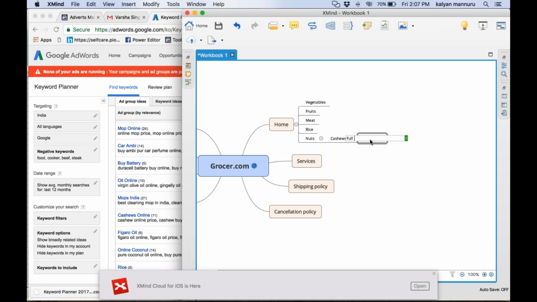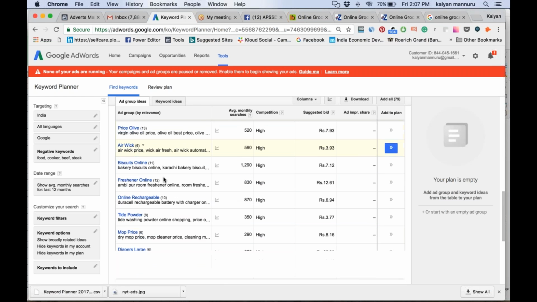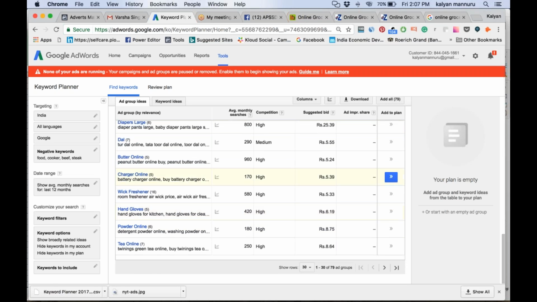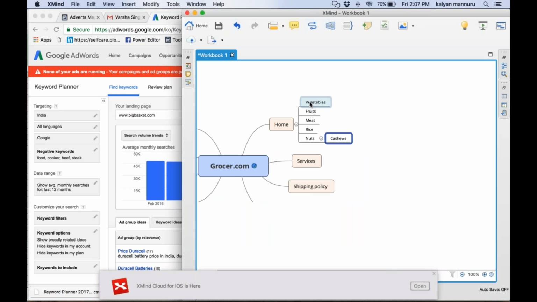Again these are product categories. I have no idea what the products in cashews are, so it's fine. So for cashews online, I'm going to use this particular keyword. I need to make sure I have pages for all these keywords, if you have that kind of time, or start with your categories and then flush into the subcategories of it.